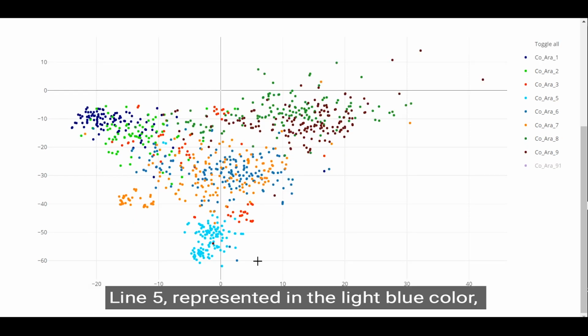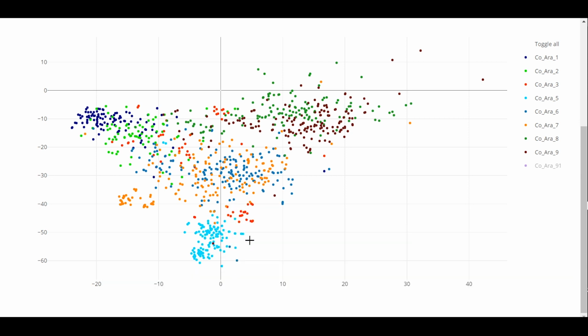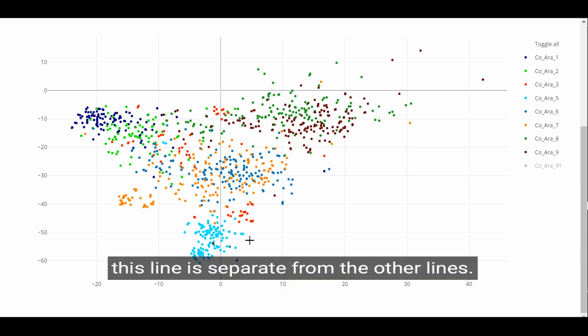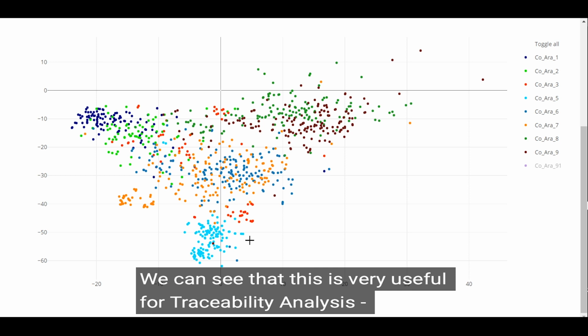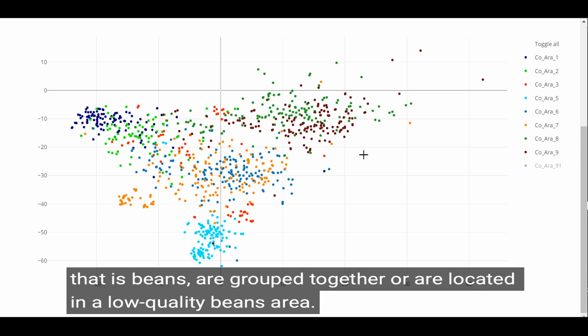Line 5, represented in the light blue color, was grown in a unique area characterized by very high-quality beans. As you can see, this line is separate from the other lines. We can see that this is very useful for traceability analysis, as you can detect if all the dots, that is, beans, are grouped together or are located in a low-quality beans area.